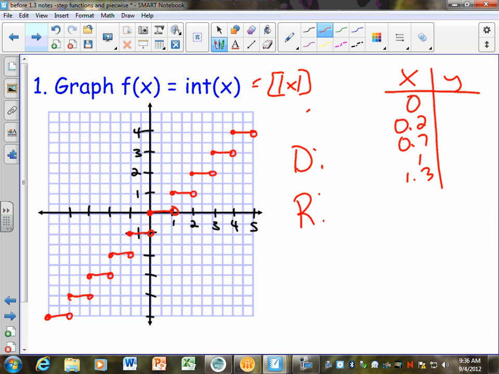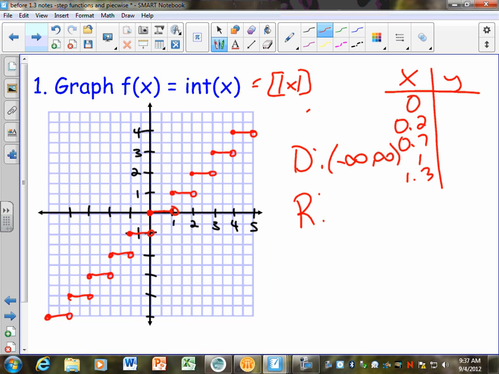Can I pick negative numbers for x? Is there anything I'm not allowed to plug in for x? So even though this is kind of a weird graph, I think my domain is all real numbers. Do you agree with that or disagree with that? Although this kind of jumps around, if I follow each one of these steps, do you agree that every x value on my x-axis is actually getting chosen? Every number between 3 and 4 rounds back to 3. Agree with that? So all real numbers.